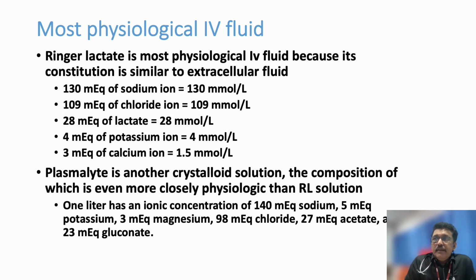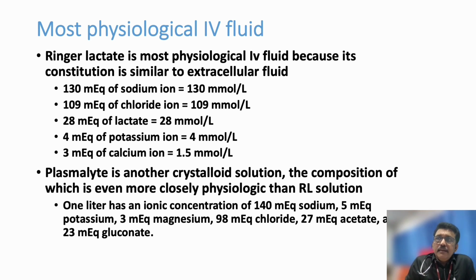Once you correct intravascular volume with ringer lactate, normal saline or plasmalite, then you can give DNS or 5% dextrose to improve the calorie requirement of the patient. So to give the calorie requirement of the patient, you have to give dextrose, and to fill the extravascular compartment also you have to give dextrose.